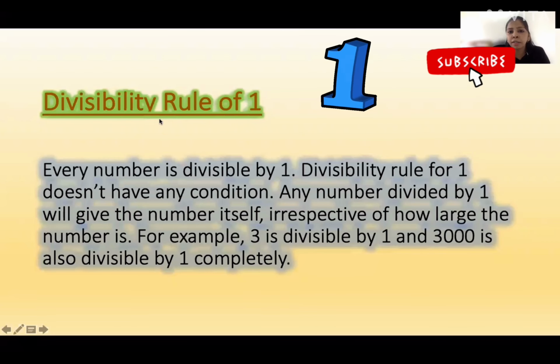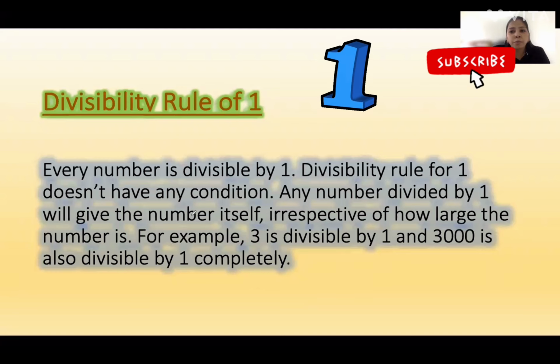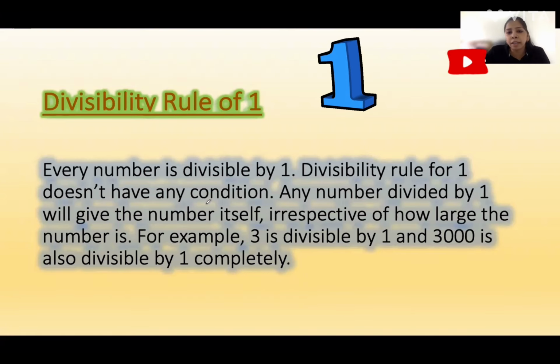So the next one is the divisibility rule of 1. Every number is divisible by 1. The divisibility rule for 1 does not have any condition. Any number divided by 1 will give the number itself, irrespective of how large the number is. For example, 3 is divisible by 1, and 3000 is also divisible by 1 completely.